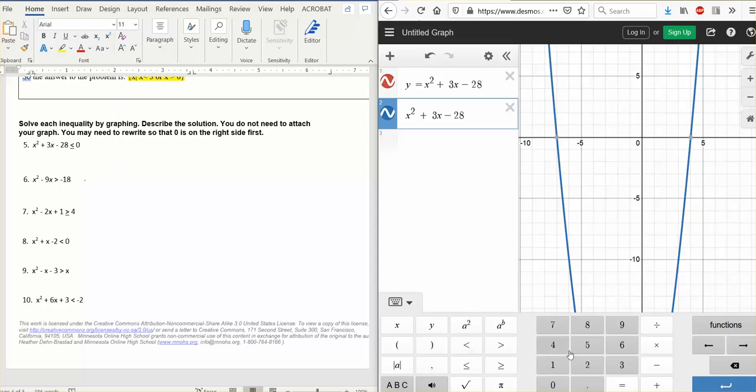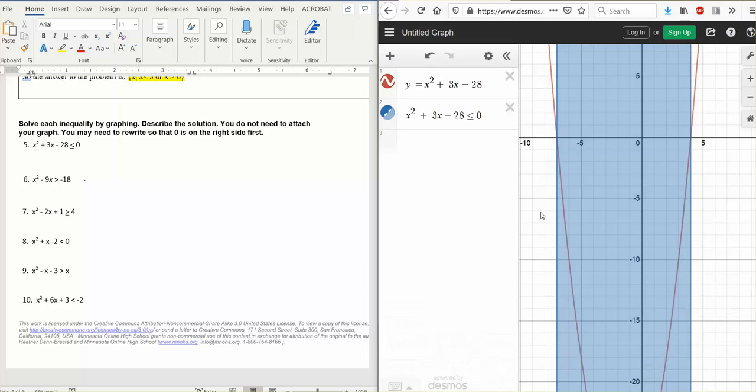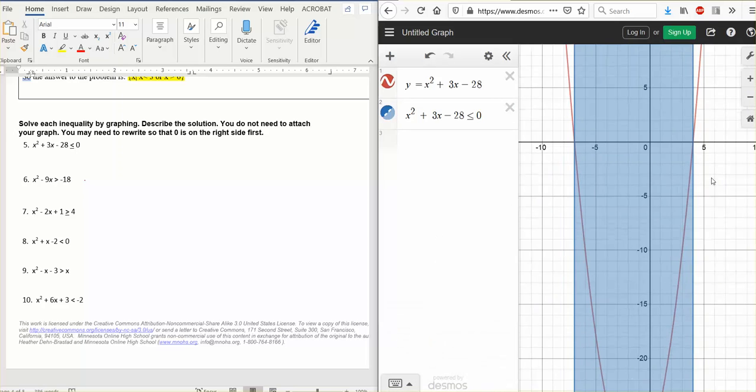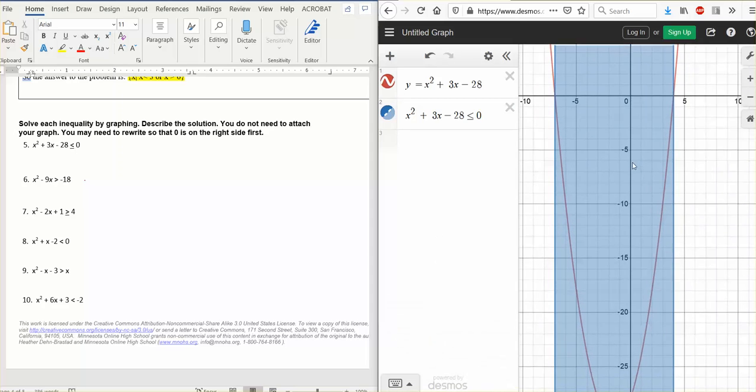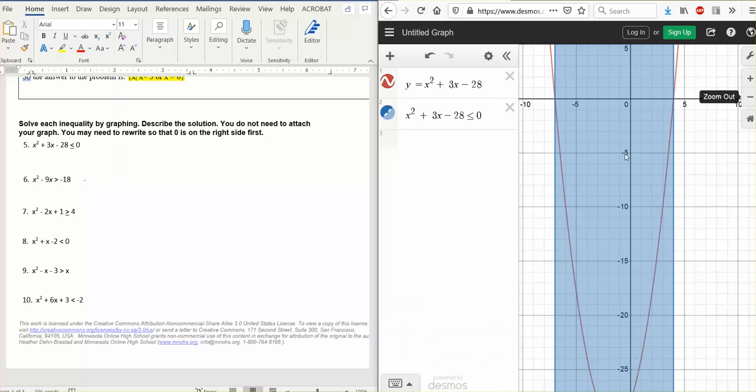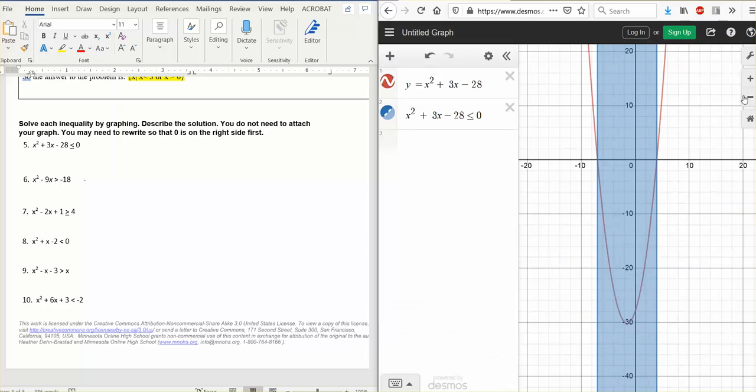Okay, so now I can't see everything, so I'm going to zoom out a little bit, and I'm going to change the scale just a little bit. I want to be able to have a nice picture there.